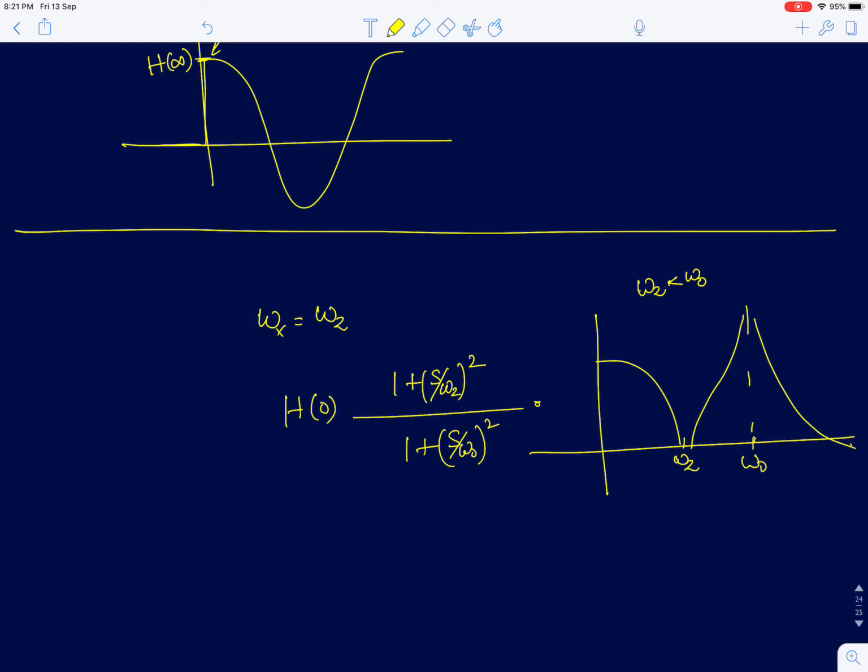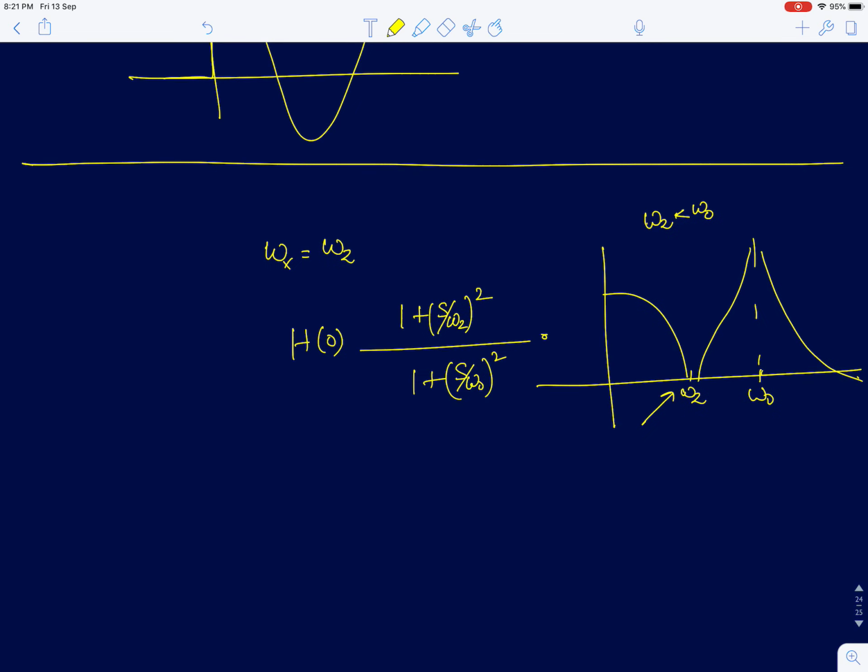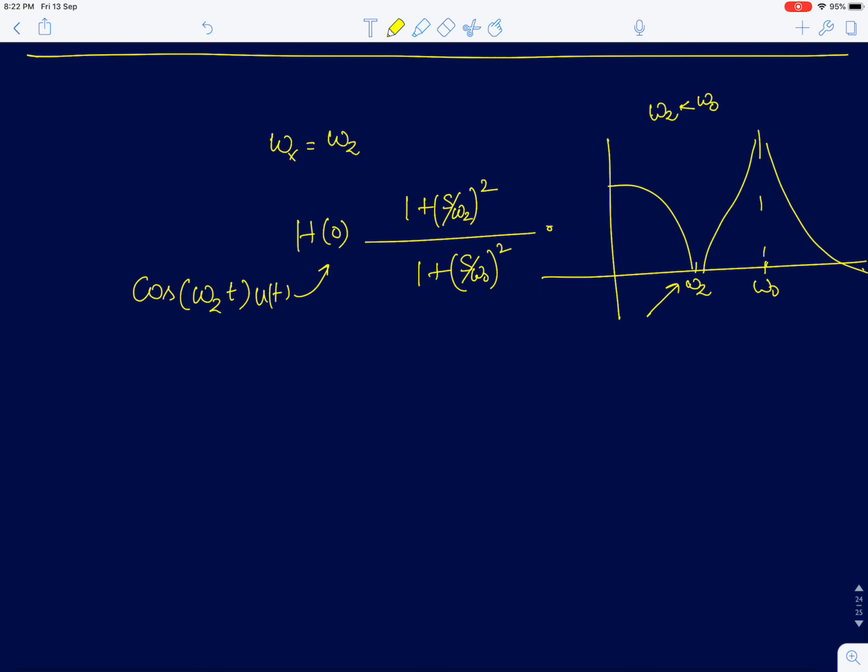So here, if you look at the magnitude of the transfer function, the gain of the transfer function is exactly equal to 0 at omega equal to omega z. Which means if I feed a sinusoid at this frequency to this system, cos omega z t into u of t as an input, you should not get any sine wave at the output. So that's what intuition says. We'll try to see mathematically what is the output response that we'll be getting.